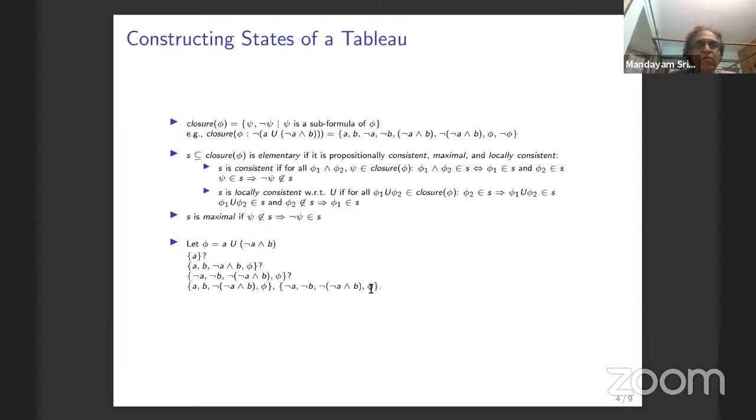So what you do is you're keeping it maximal, which means that you are making all possible subsets and keeping them, and you're eliminating some of the inconsistent ones, or things that violate the basic semantics of the until operator.